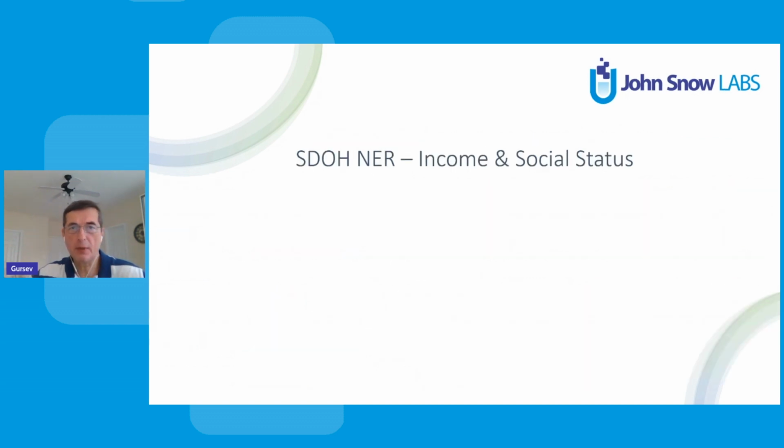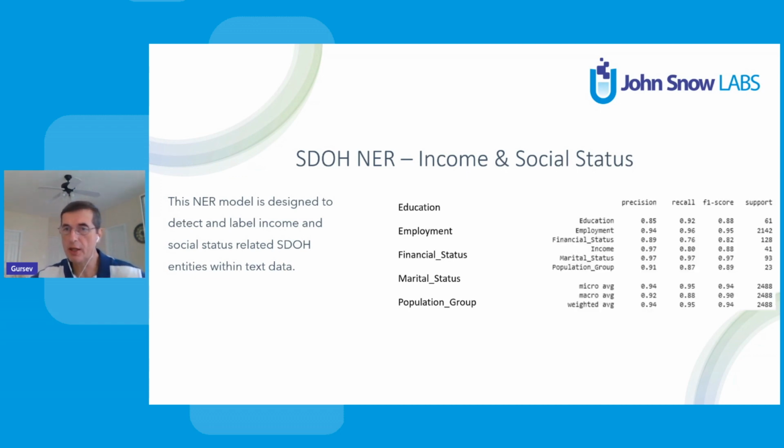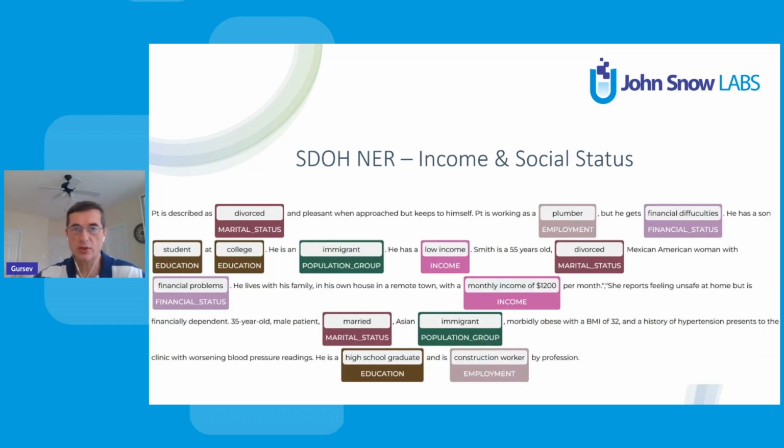And the other model is about income and social status. This model is going to extract these 5 entities like education, employment, financial status, marital status, and population group. And again, this model is working fine. Let's see the results in an example here.